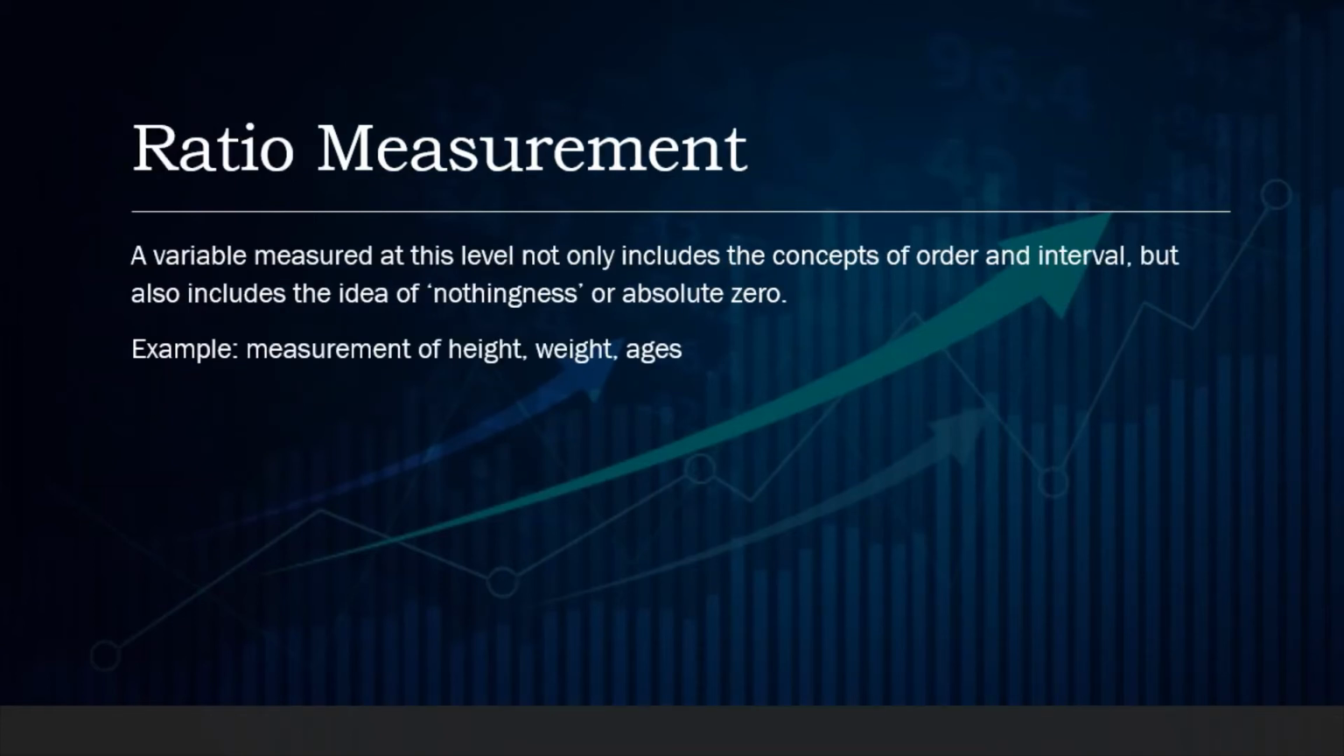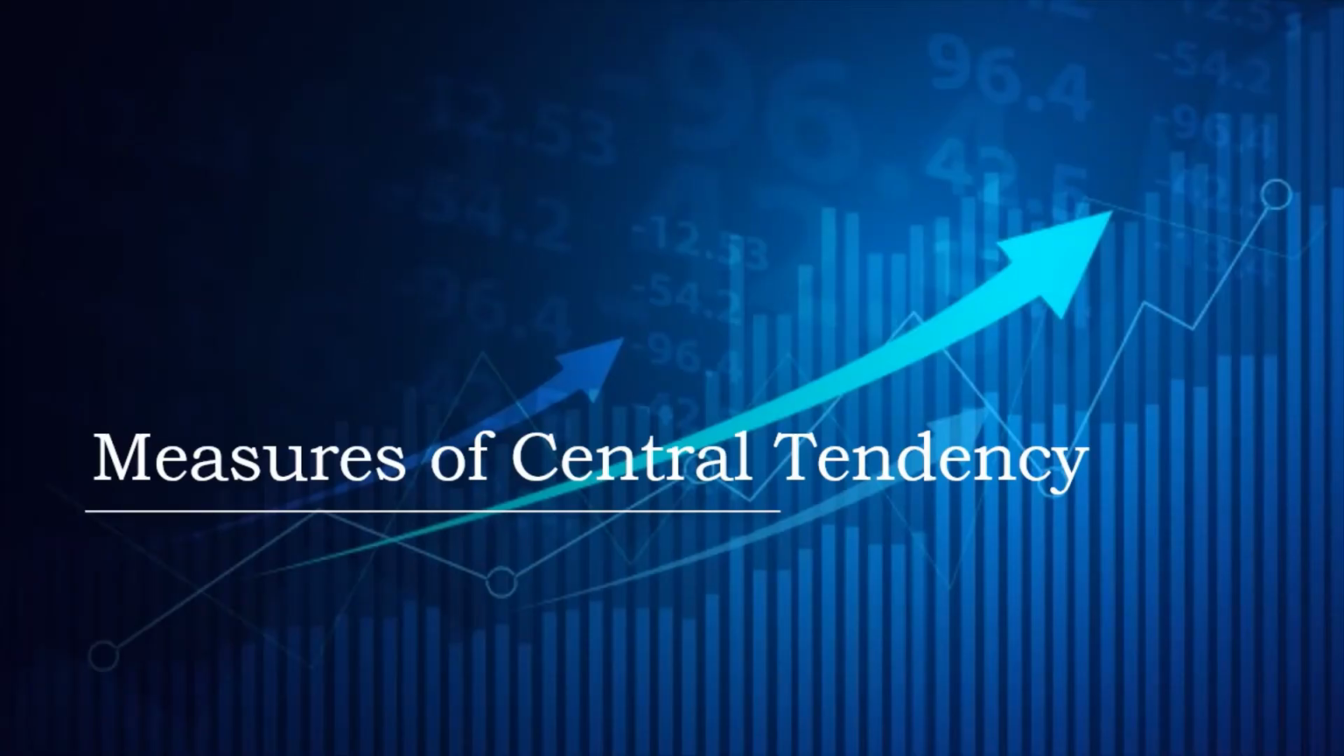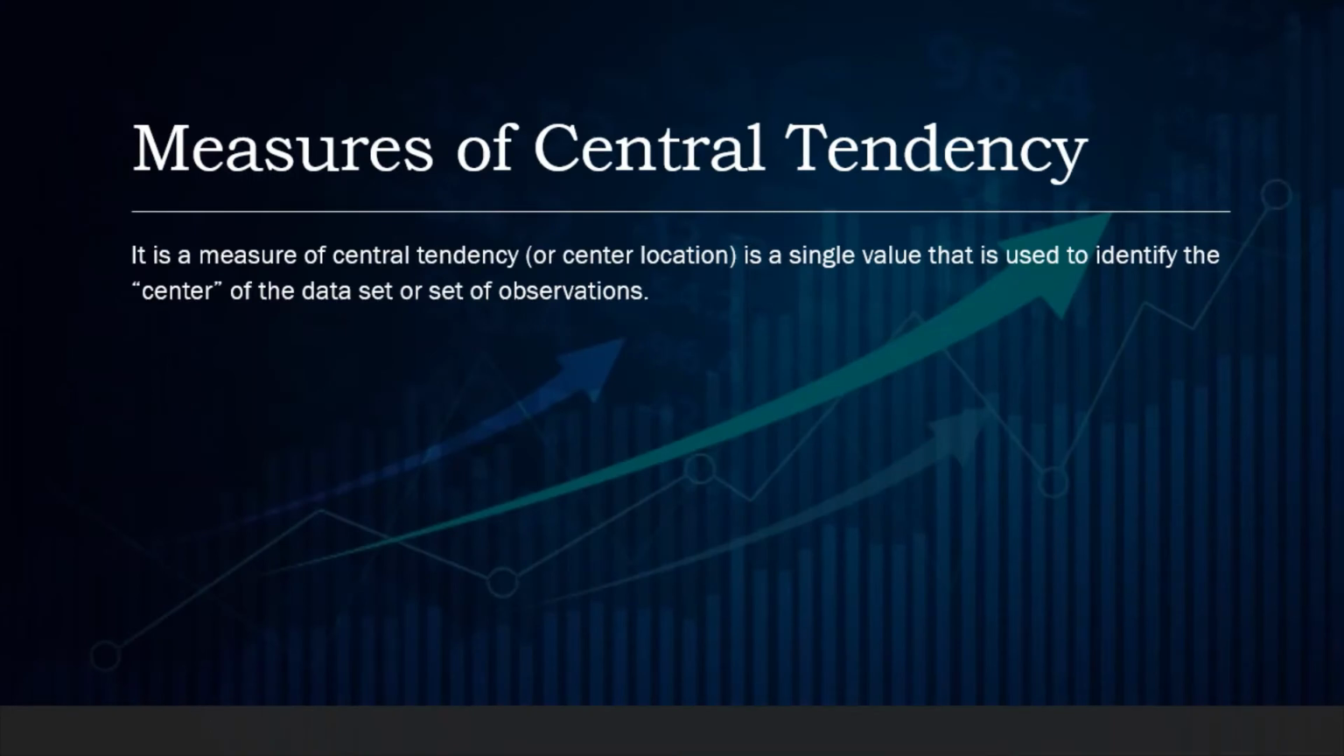Ratio measurement. A variable measured at this level not only includes the concepts of order and interval, but also includes the idea of nothingness or absolute zero. Example: measurement of height, weight, and ages. Measures of central tendency. It is a measure of central tendency or center location. It is a single value that is used to identify the center of the data set or set of observations.